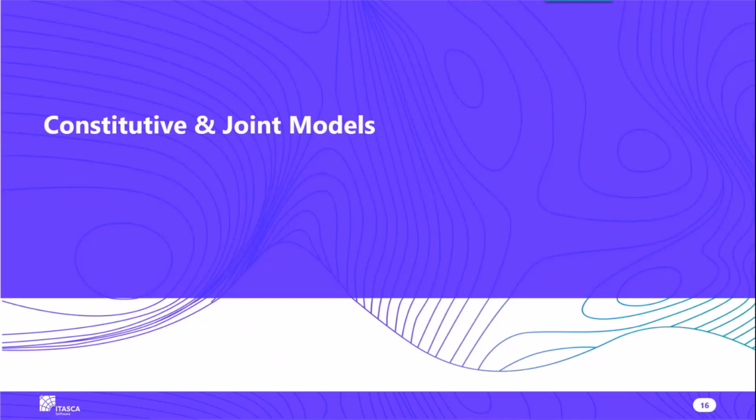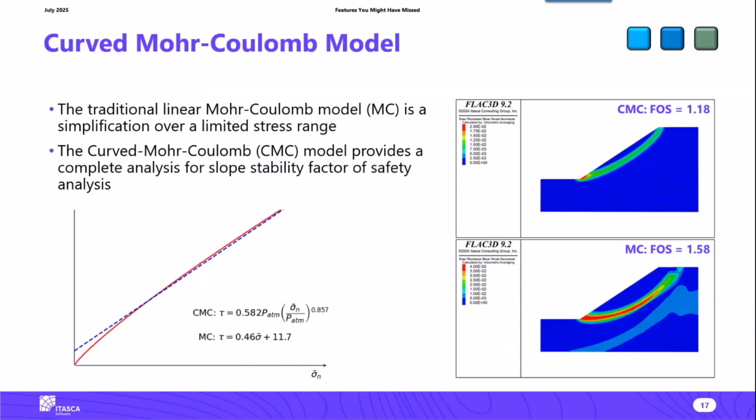Okay, next let's look at new constitutive and joint models in Itasca software. We have added for FLAC 2D, FLAC 3D, and 3DEC the curved Mohr-Coulomb model. The traditional linear Mohr-Coulomb model is a simplification over a limited stress range, whereas the curved Mohr-Coulomb model provides a complete analysis for slope stability, factor of safety analysis.